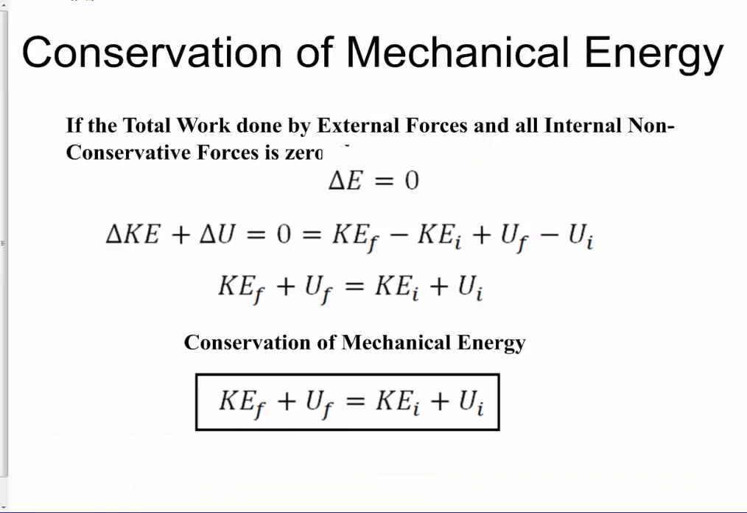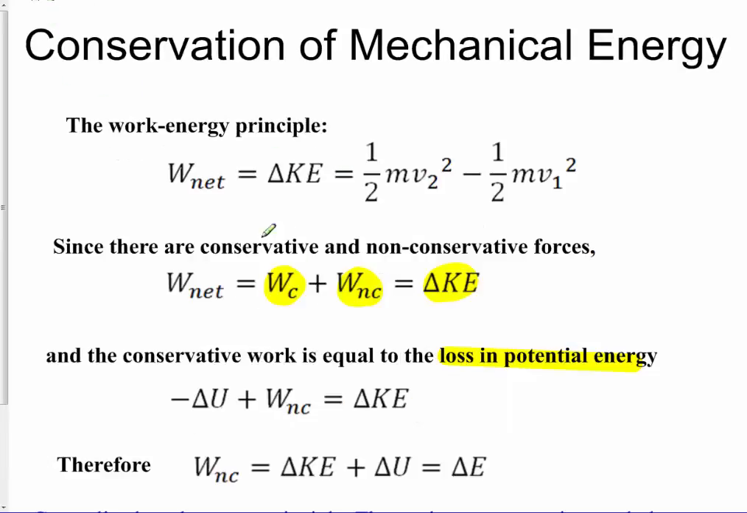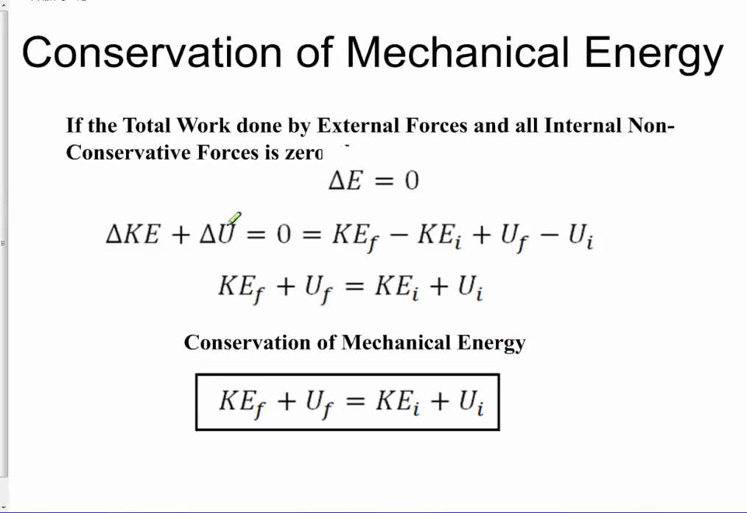Now, if we let the total work done by external forces and all internal non-conservative forces be 0, as stated here, that all I'm doing is letting this be 0, then I go back to the change of kinetic energy plus the change of potential energy is equal to 0. As stated here, I substitute back in knowing that the change of kinetic energy is going to equal final kinetic energy minus initial kinetic energy. I set this change of potential energy as final potential energy minus initial potential energy.